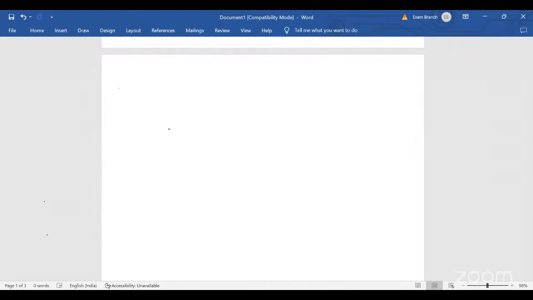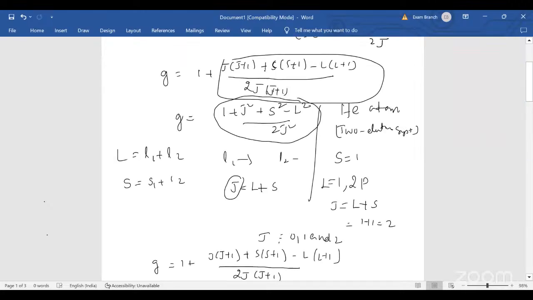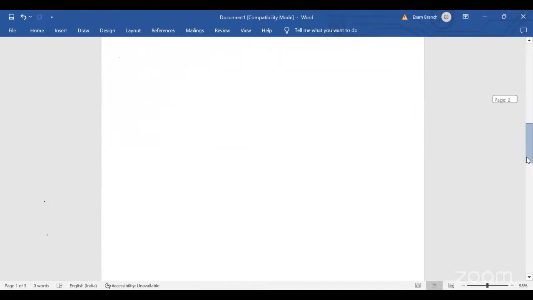So the Lande g factor we have got is g equals 1 plus J squared plus S squared minus L squared by 2J squared. Otherwise, we can write it as 1 plus J into J plus 1 plus S into S plus 1 minus L into L plus 1 by 2J into J plus 1. Both are the same. So the Lande g factor depends upon all the quantum numbers L, S and J. L is the orbital quantum number due to the orbital motion, S is the spin quantum number, and J is the total quantum number obtained by adding these two.